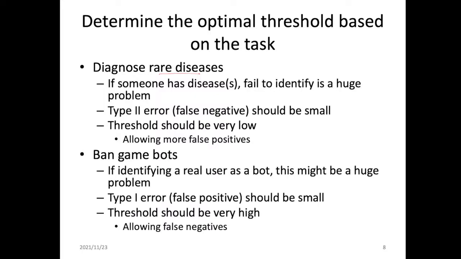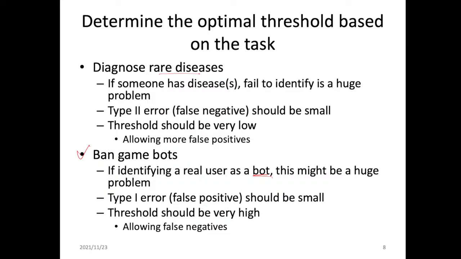On the other hand, this is a case where you probably want a high precision. Imagine that you are building a framework to detect bots for a game company. You want to identify which users, which players, are not real humans. If you identify a real user as a bot, he or she might be very angry. You really don't want to do that.